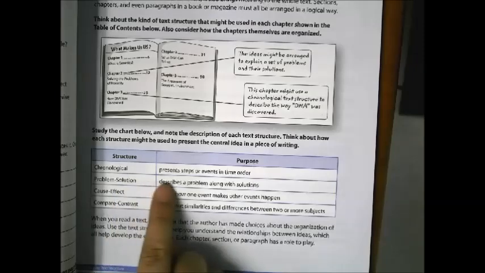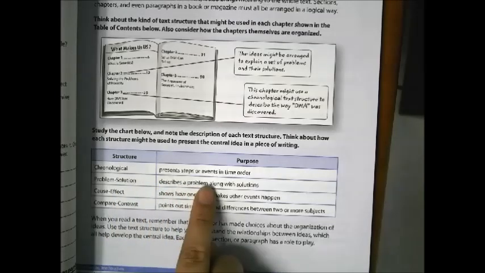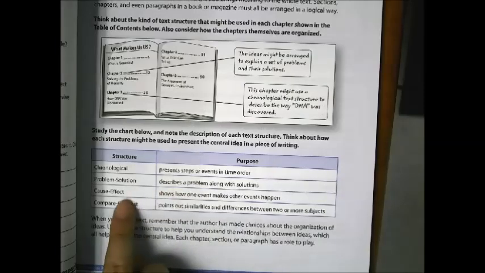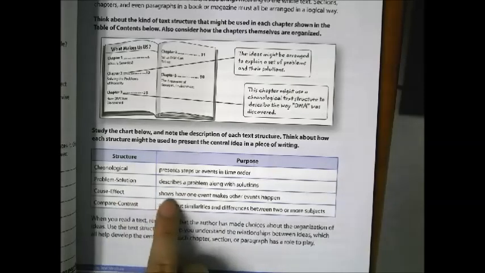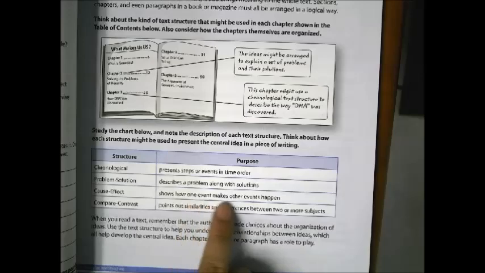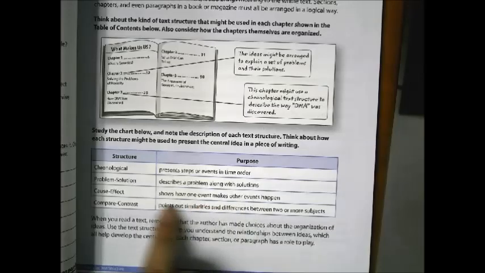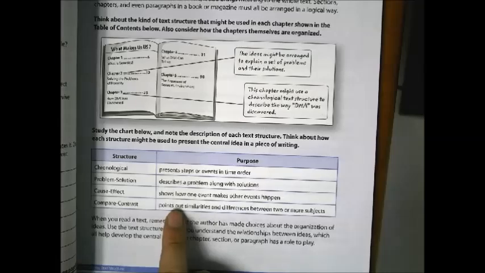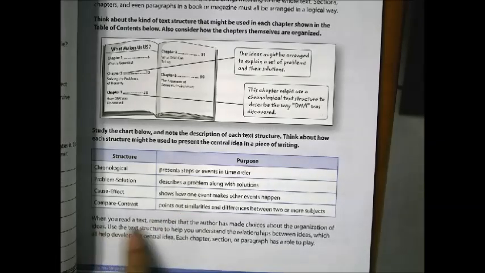Then we have problem solution. Problem solution describes a problem along with all of its solutions. Pretty simple. Then we have cause and effect. Cause and effect shows how one event makes another event happen. Then we have compare and contrast, which points out similarities and differences between two or more subjects.